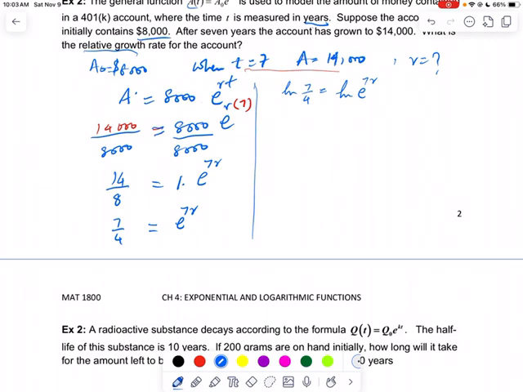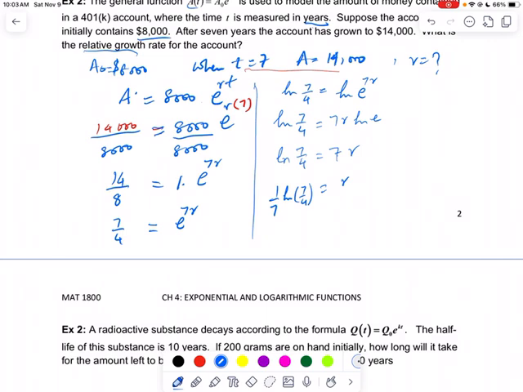Okay, so ln of 7 over 4 is equal to, so what happens is the 7r comes here and we are left with ln of e. But what is ln of e? Ln of e is 1. So we get ln 7 over 4 equals 7r. So how do I get my r now? I just divide by 7 on both sides. So r will be equal to 1 over 7 times ln of 7 over 4.